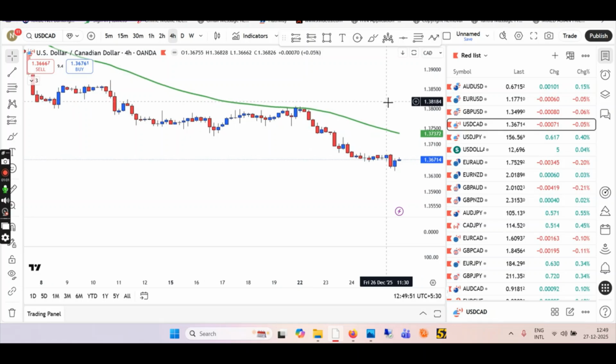So two possibilities in 4 hour. Either price will break above the EMA, that will be the start of the uptrend, or else the price will reject the EMA with bearish engulfing candle and will continue down.